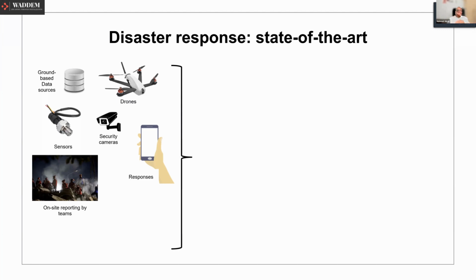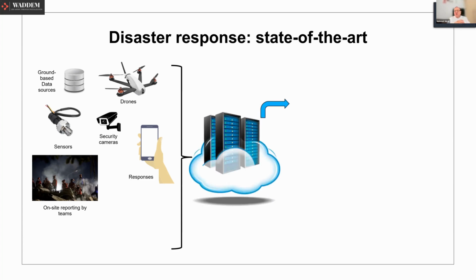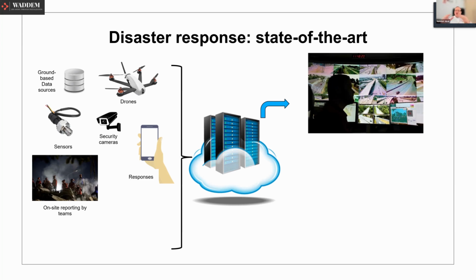Let's look at the state of the art as we observe today. First of all, you want to understand the effect of a disaster. For example, you may use drones. You may have all kinds of ground-based data sources. You may place sensors at different locations, and you may have security cameras. And of course, there may also be people on site, and you may receive responses from different kinds of people. All this information you can store in a database, which can also be a cloud, and the information is retrieved, displayed and visualized so that experts can look at it and then decide what to do.